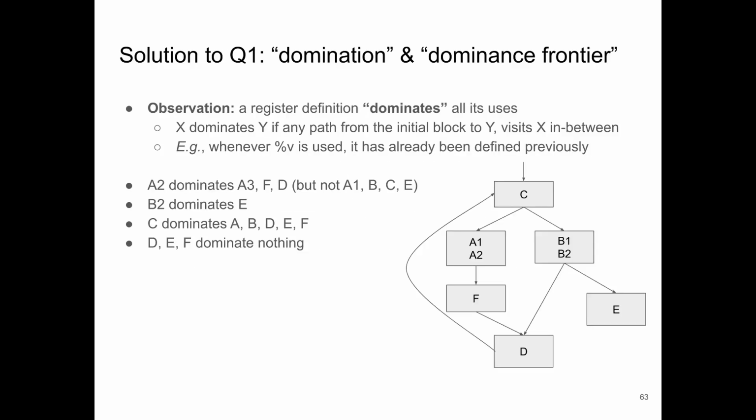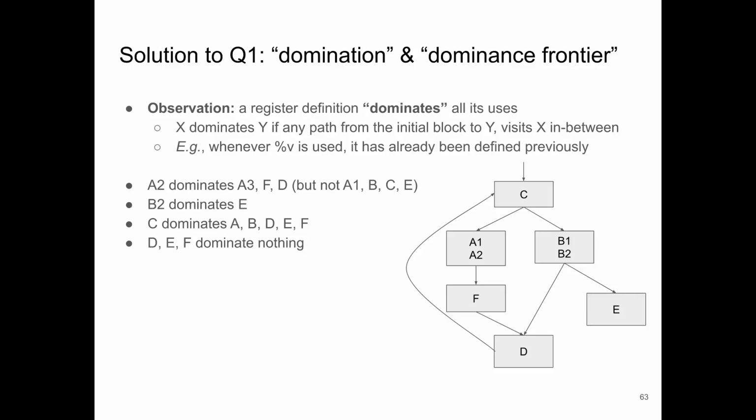So the first question: where to insert the phis? The solution to this question is related to what is called domination or dominance frontier. It is a little bit deep concept relating to control flow graphs. So I'm going to give you some preliminaries for such notions. What is domination and what is dominance frontier?